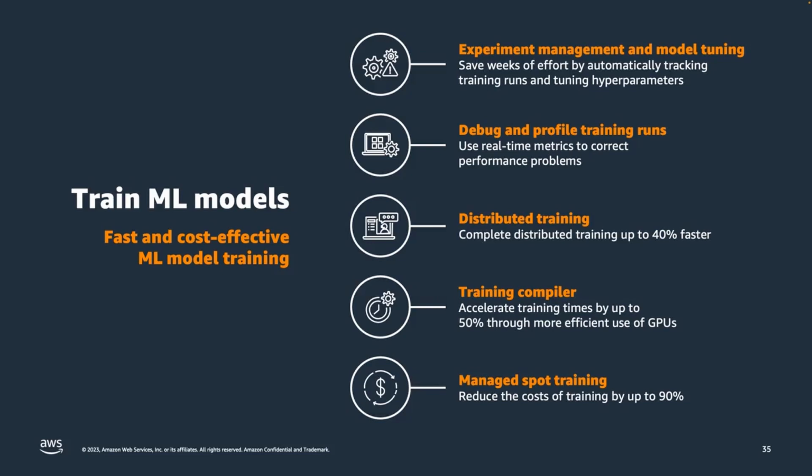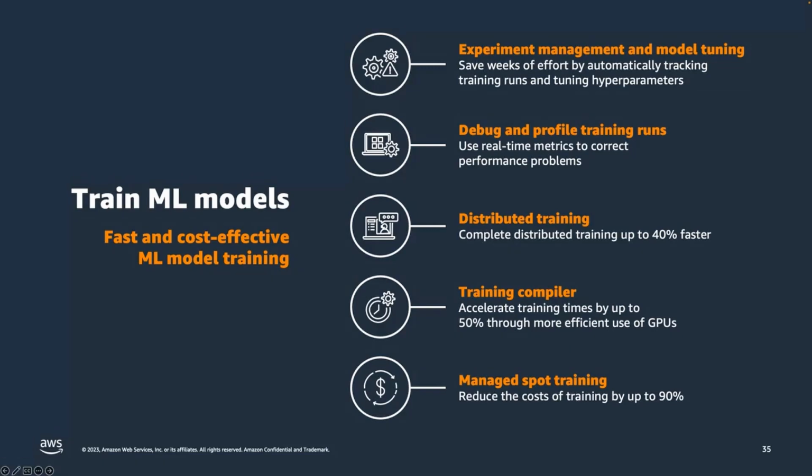To make training faster, you can enable the SageMaker training compiler and immediately achieve up to 50% speed up through graph and kernel level optimizations, which make more efficient use of GPUs. Also, the SageMaker distributed training libraries automatically split models and training datasets across GPU instances to help you complete distributed training up to 40% faster.